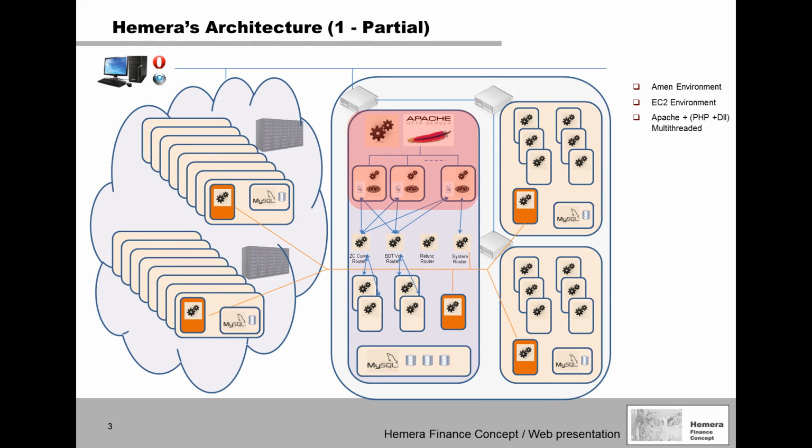This is our main HTTP server. It's an Apache server with PHP add-in and several C and C++ Hemera finance concept dynamic linked libraries. These DLLs communicate with a series of routers. These are compiled processes that focus only on the dispatching of tasks and on identifying where the objects are stored and processed on the grid.